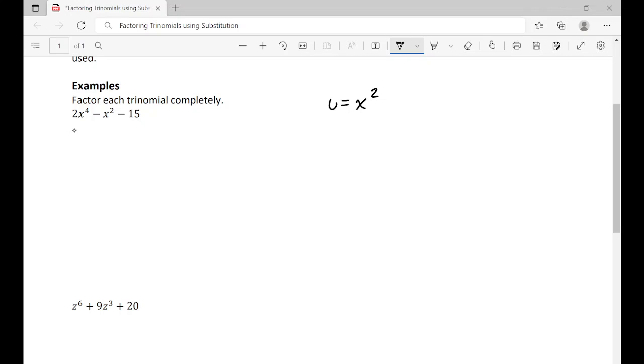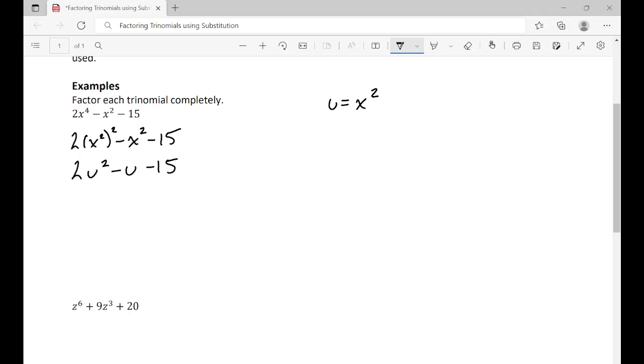So we have x to the fourth. We can say this is just 2x squared minus x squared minus 15. And so wherever there's an x squared, we can replace it with u. So we can say that this is just 2u squared minus u minus 15. And now we can factor this because it's in the quadratic form.